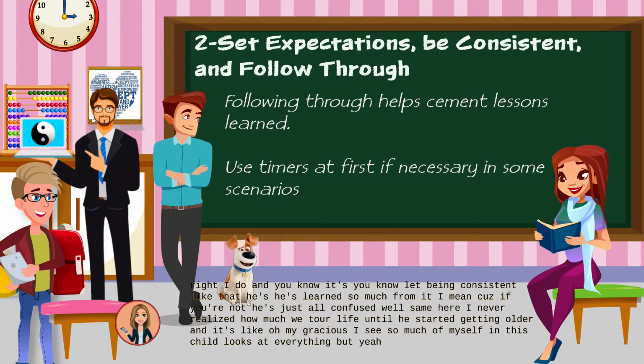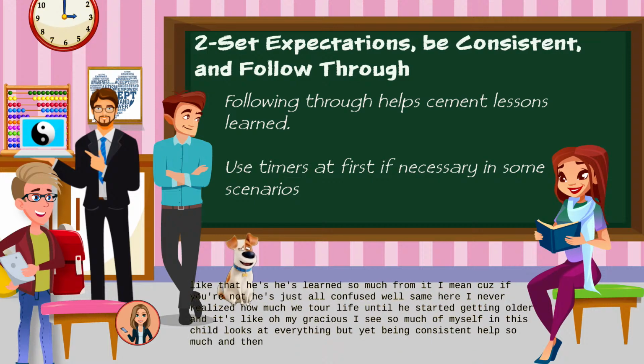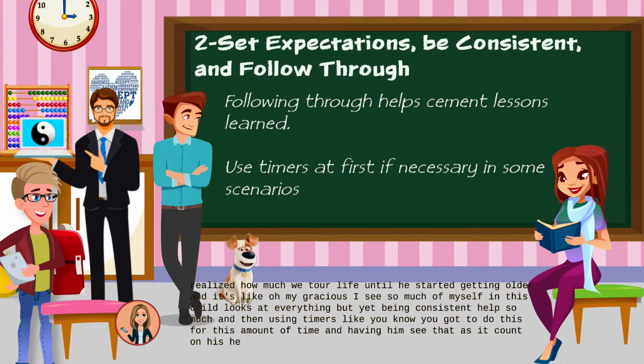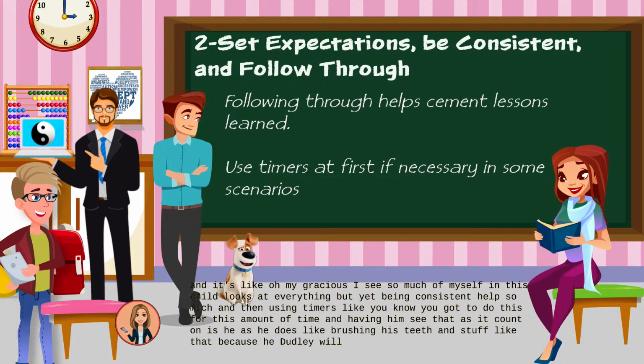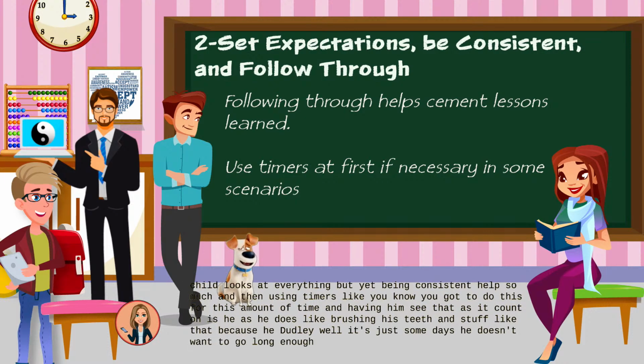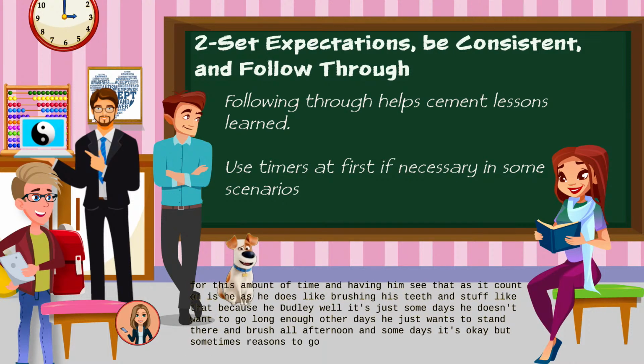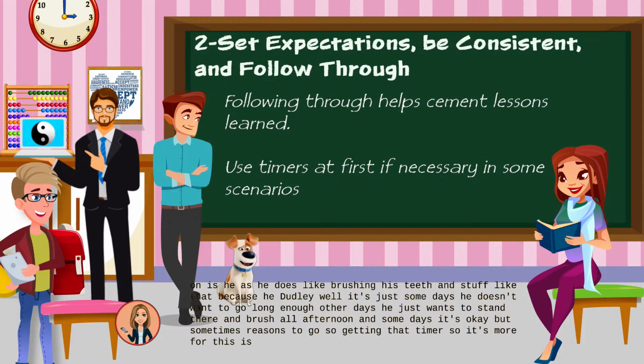But yeah, being consistent helps so much, and then using timers, like, you've got to do this for this amount of time, and having him see that as it counts down as he brushes his teeth and stuff like that, because he does really well. It's just some days he doesn't want to go long enough. Other days he just wants to stand there and brush all afternoon, and some days that's okay, but sometimes we have to go. So getting that timer so it's more precise for him is perfect.